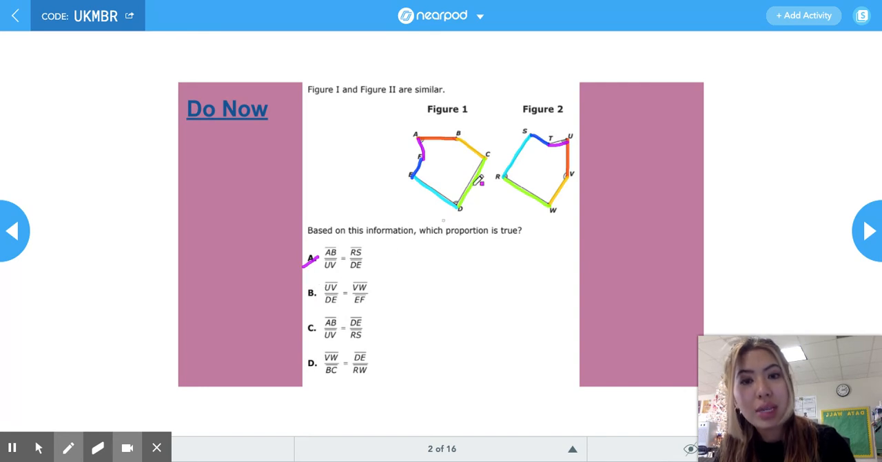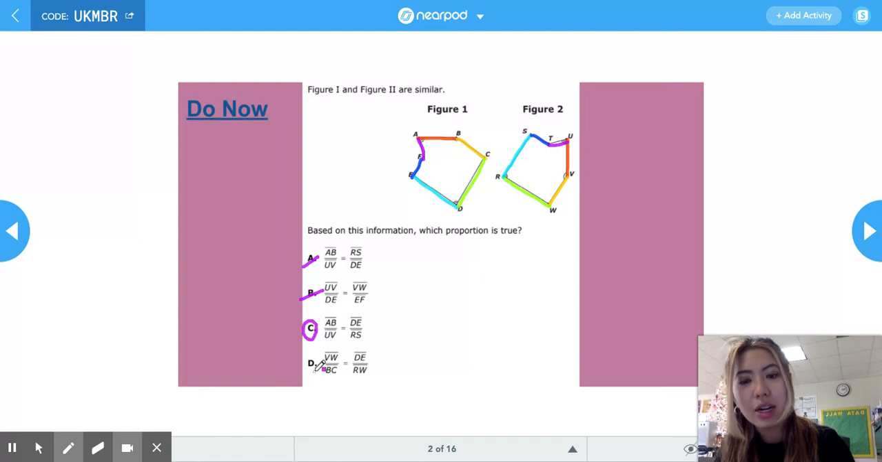For answer choice B, it's saying UV, so it's starting with figure 2, is similar to DE, so that's definitely not correct because we have this orange line right here and then this baby blue line right here. Then answer choice C is saying side AB is similar to UV, which is correct, and then it's saying side DE is similar to RS, which is true. So this is the correctly written proportion.